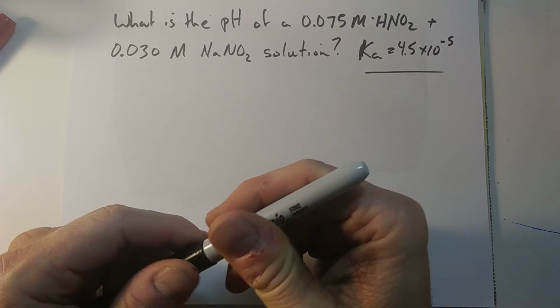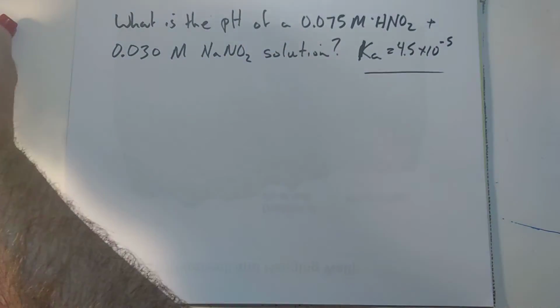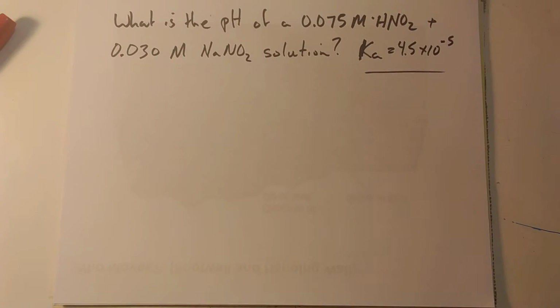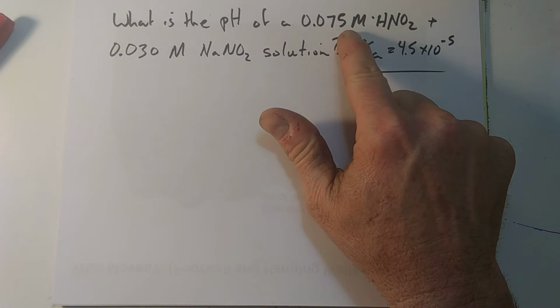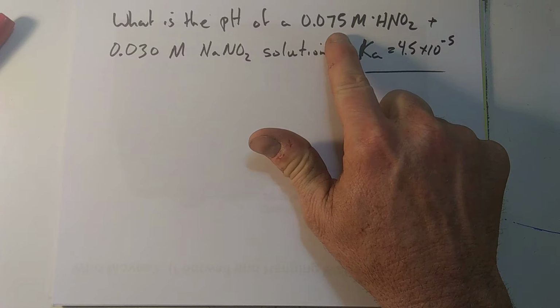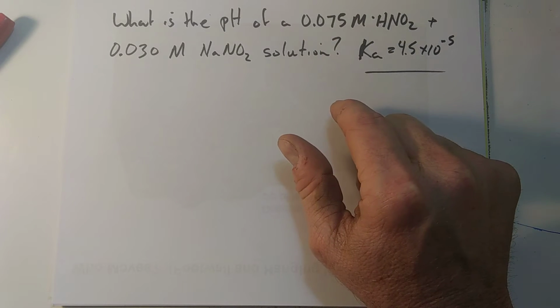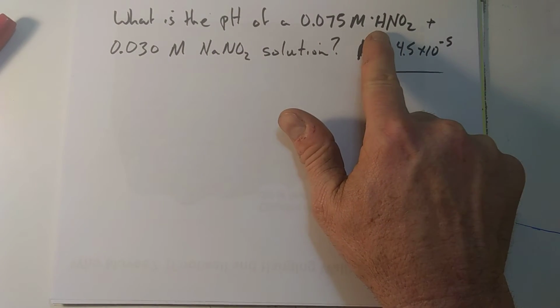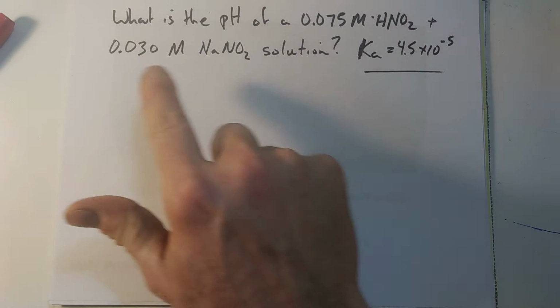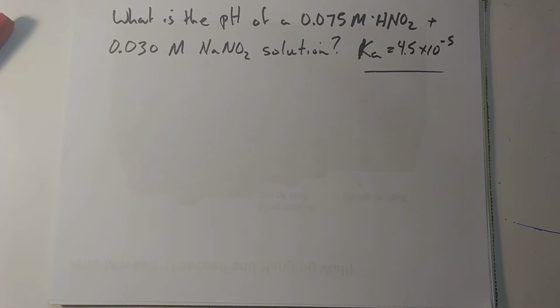Problem where we're looking at finding the pH of a buffer solution. So they give us some description of this solution that has the weak acid and its conjugate base. The weak acid is at a 0.075 molarity concentration. And the conjugate base, this minus that proton, has a 0.030 molarity.